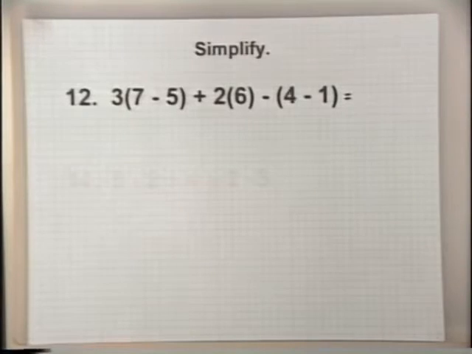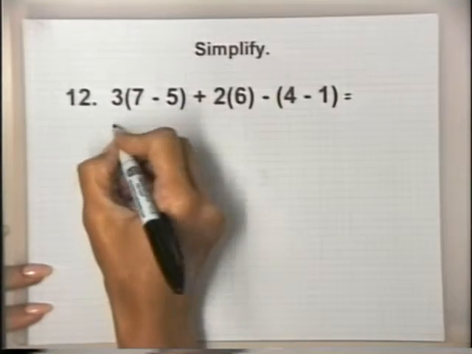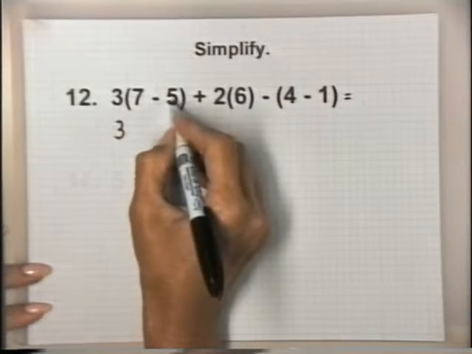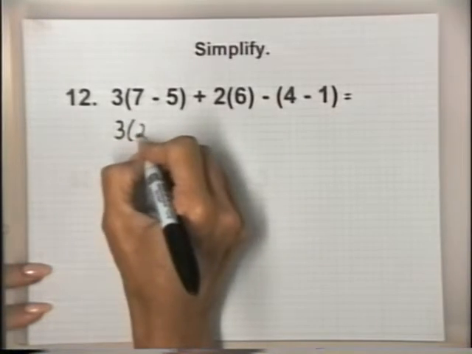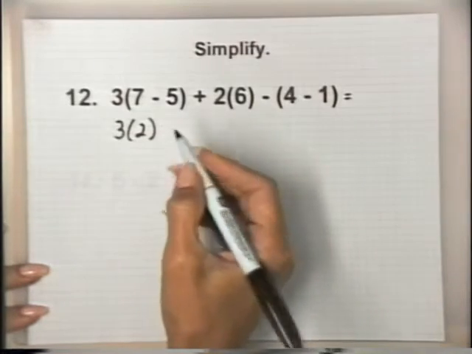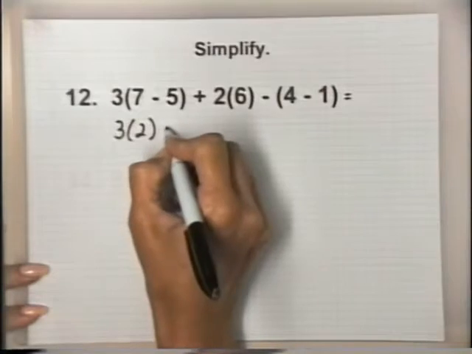So let's perform the operations within the parentheses that represent grouping symbols. This first set represents grouping symbols. Let's write the 3. 7 subtract 5 is 2. We need to keep the parentheses because they also represent multiplication, don't they? We know that when it comes time, we'll say 3 times 2.